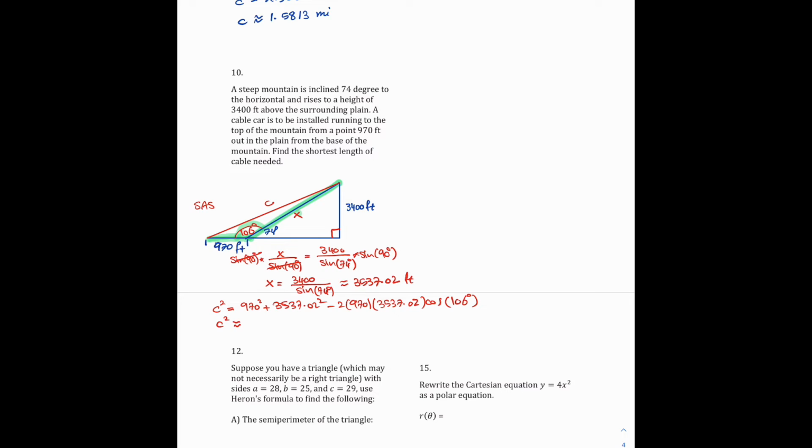So C squared is going to be 15,342,784.07, and then C is approximately the square root of the answer, which gives me 3,916.99 feet, rounded to 2 decimals. And this is going to be my answer.